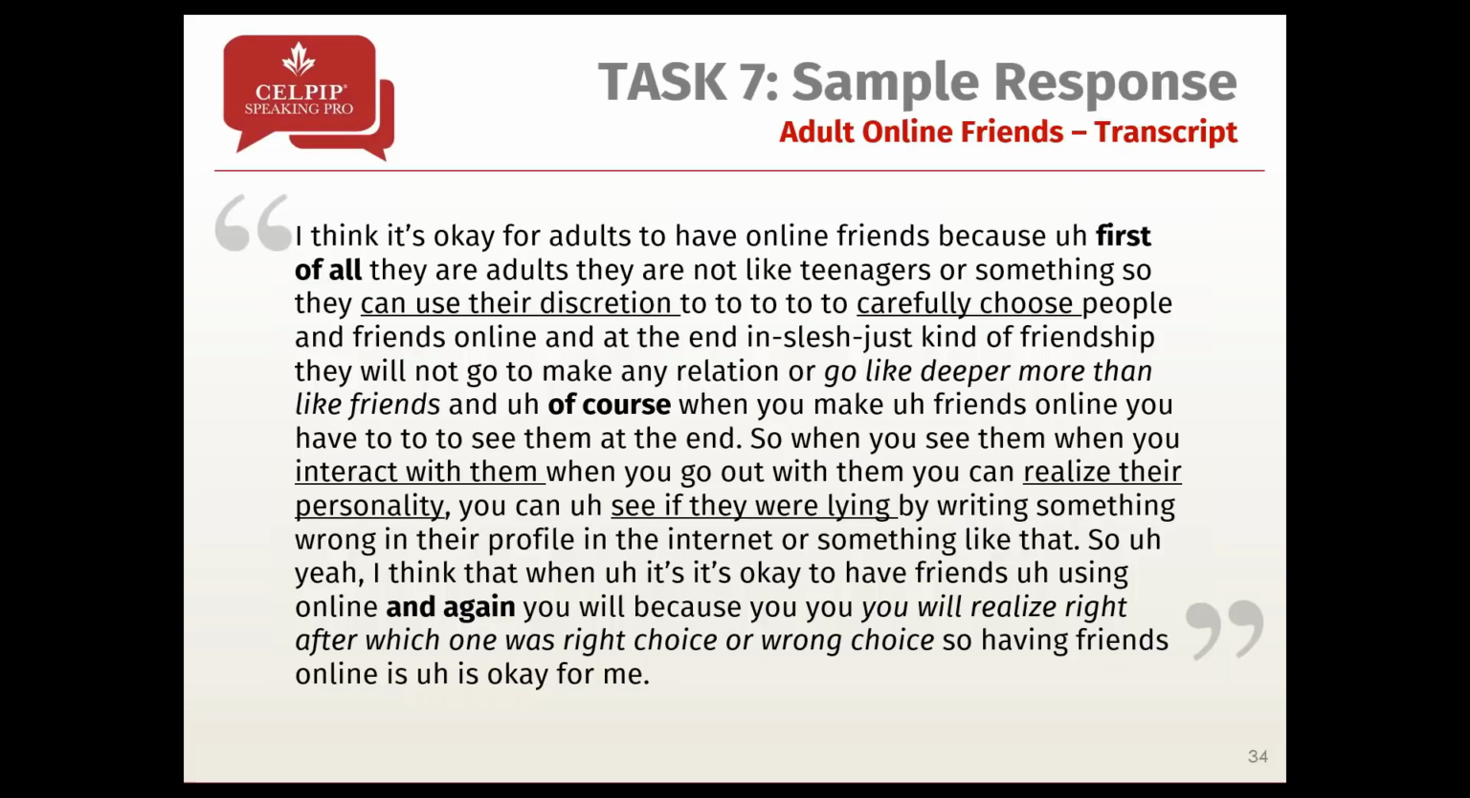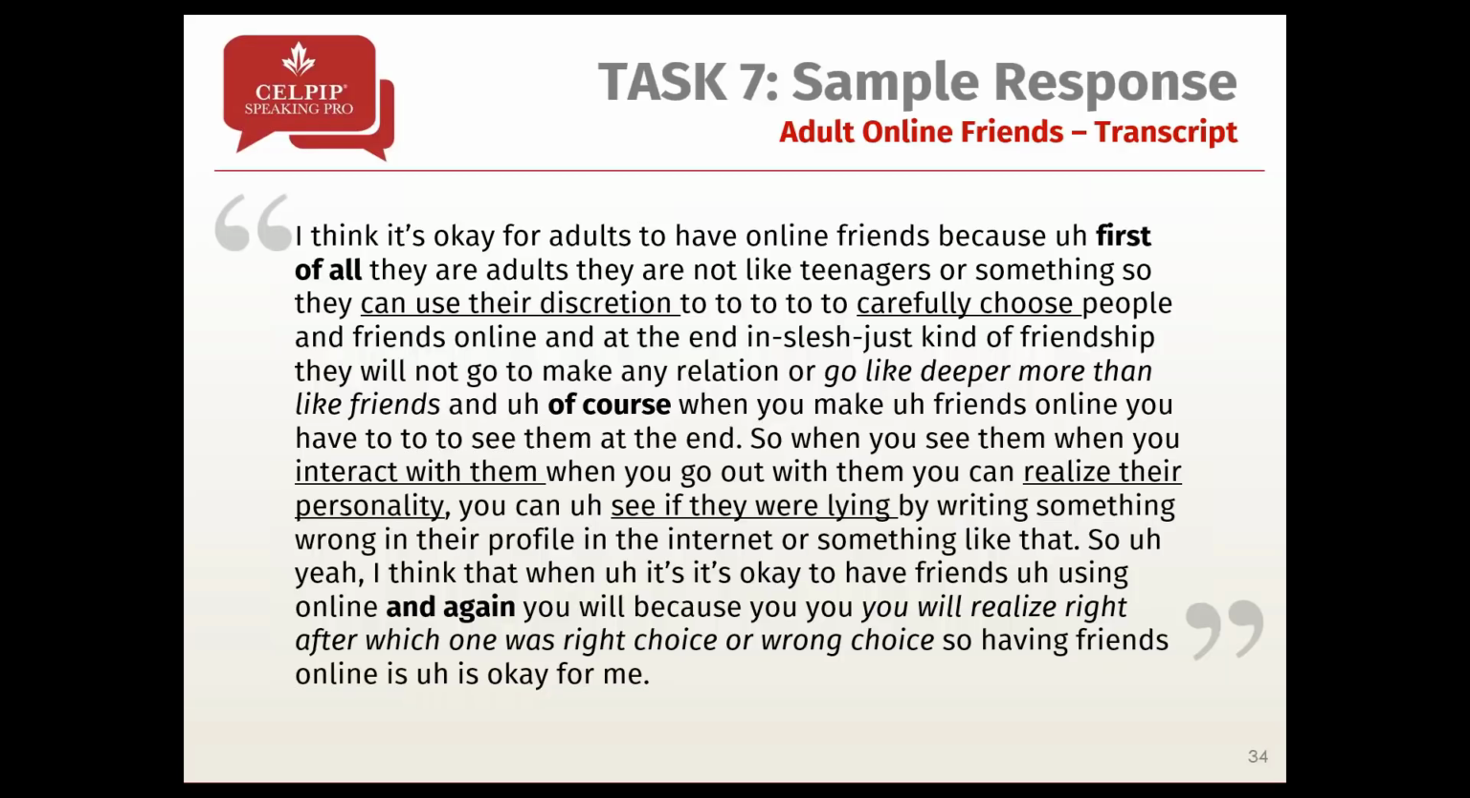Vocabulary is mixed, so it's not a strong area for him. There are some good things, such as "use your discretion" and "lying on their profile," but there's also some awkward phrases. "Go like deeper, like more than friends." That's really awkward. And "you will realize which one was right or wrong choice." Again, that's not a natural phrase. Okay, so he doesn't score high here.